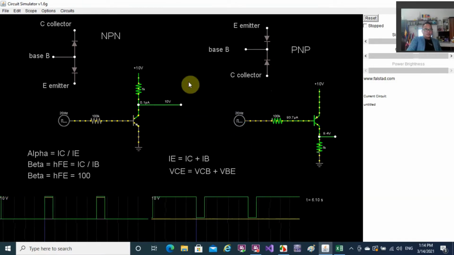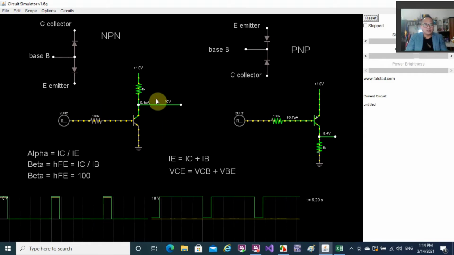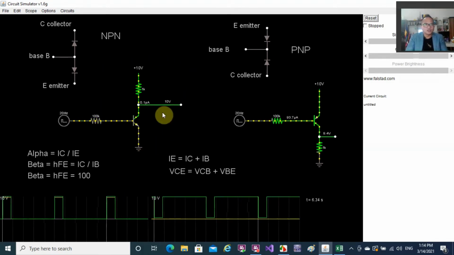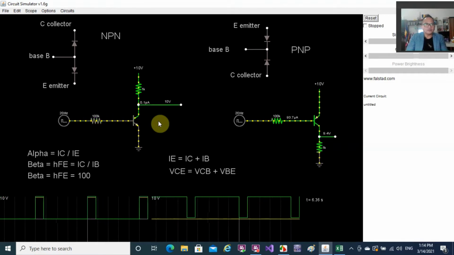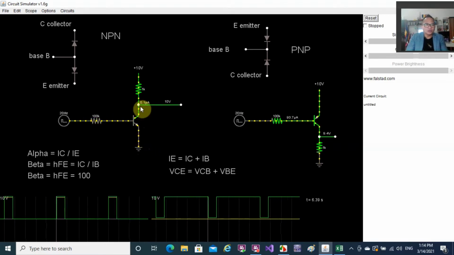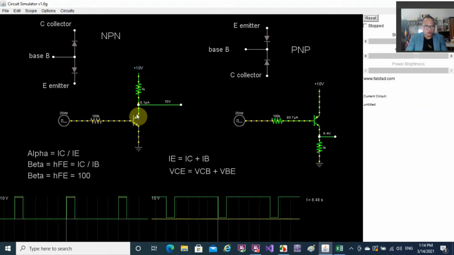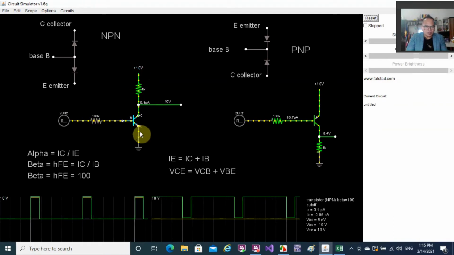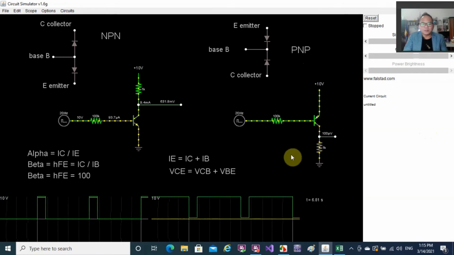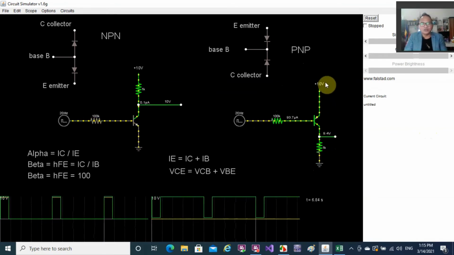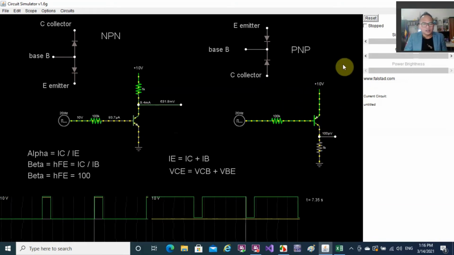Now, for the NPN, the majority charge carrier is the electron. So the electron flow is from emitter to collector, and the current flow is from collector going to emitter, the yellow one going down. In the PNP, the holes are the majority charge carrier.